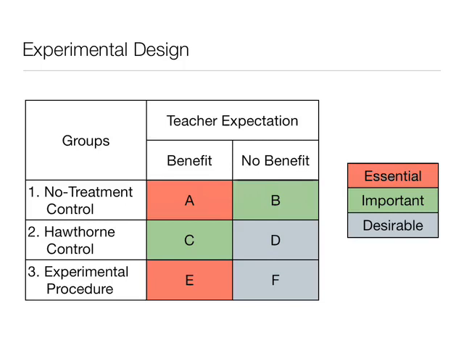And finally, if you can go all the way to the 6 groups, the last 2 groups are desirable but not as important as the other 4, and those are group D, which is a Hawthorne control group being taught by a teacher who does not expect the game to have any particular benefits, and group F, which is a group that's receiving the full experimental procedure, in other words, being taught with the game, but being taught by a teacher who does not expect there to be any benefits. In other words, this is a full control now for Pygmalion type of effects.